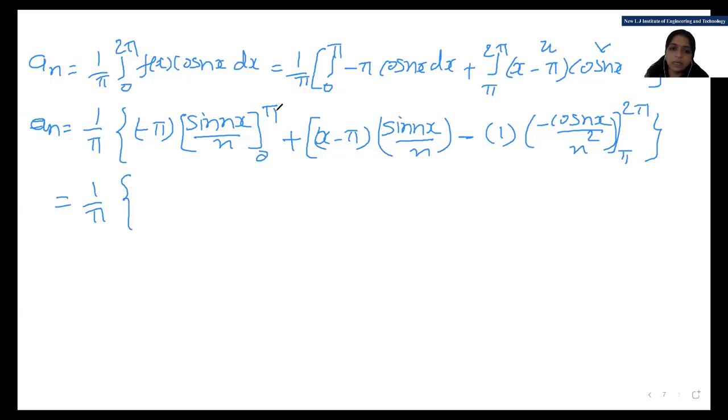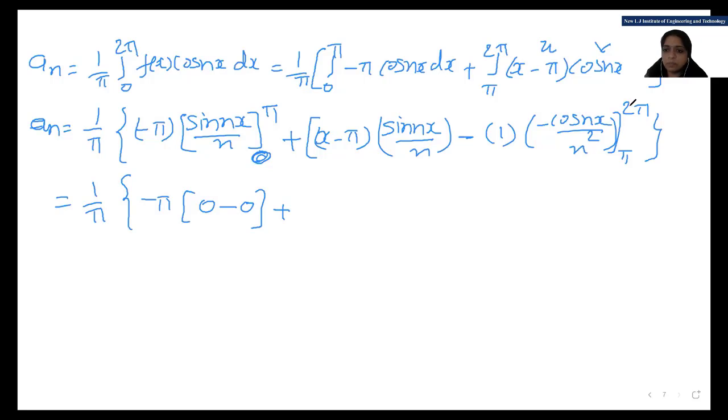Now if we apply the upper limit and lower limit in this function, the first term is sin n pi, and as you all know, sin n pi is 0. And if we apply the lower limit, that is sin 0, which is also 0. So with minus pi, my upper limit and lower limit both give the 0 value. Plus, now for the second term.